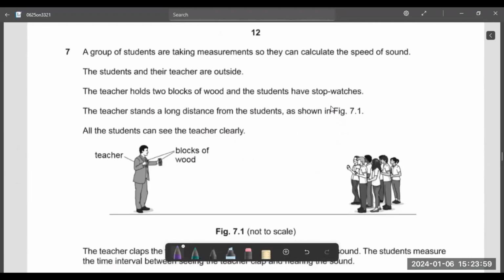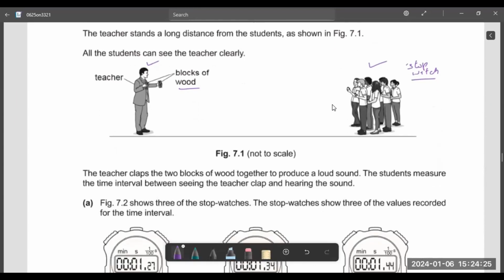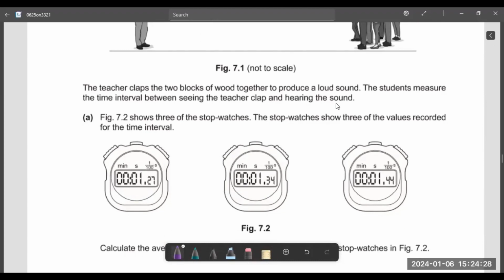Next, a group of students are taking measurements so that they can calculate the speed of sound. You can see a teacher here and a group of students. The teacher has blocks of wood, and with the help of these blocks he is making sound. The students have stopwatches, and they are going to measure the distance. The teacher claps two blocks of wood together to produce a loud sound. The students measure the time interval between seeing the teacher clapping and hearing the sound. Here they have three stopwatches.